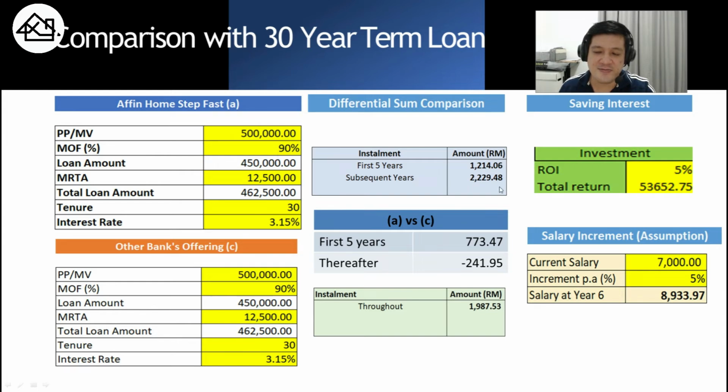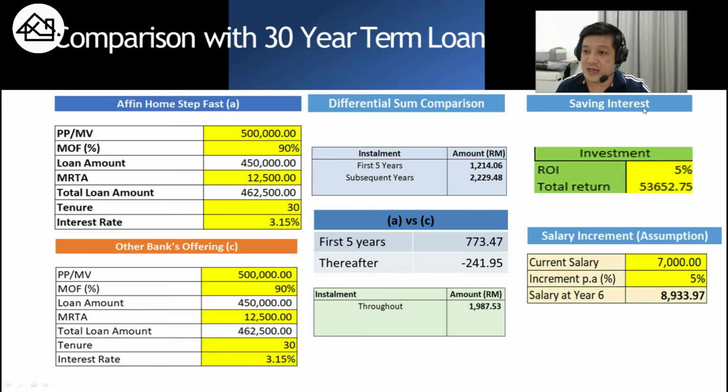It's actually a calculator. There's a calculator I'll show you later. For the first 5 years, if you compare with the full installment, 1,987.53, so for the first 5 years, 1,987.53 minus 1,214.06, you get 773.47, which means every month you get 700 ringgit in the pocket extra. Thereafter, of course, it will be negative, negative 200 over ringgit a month, because you'll be paying back the principal that is delayed for 5 years plus the interest, correct?